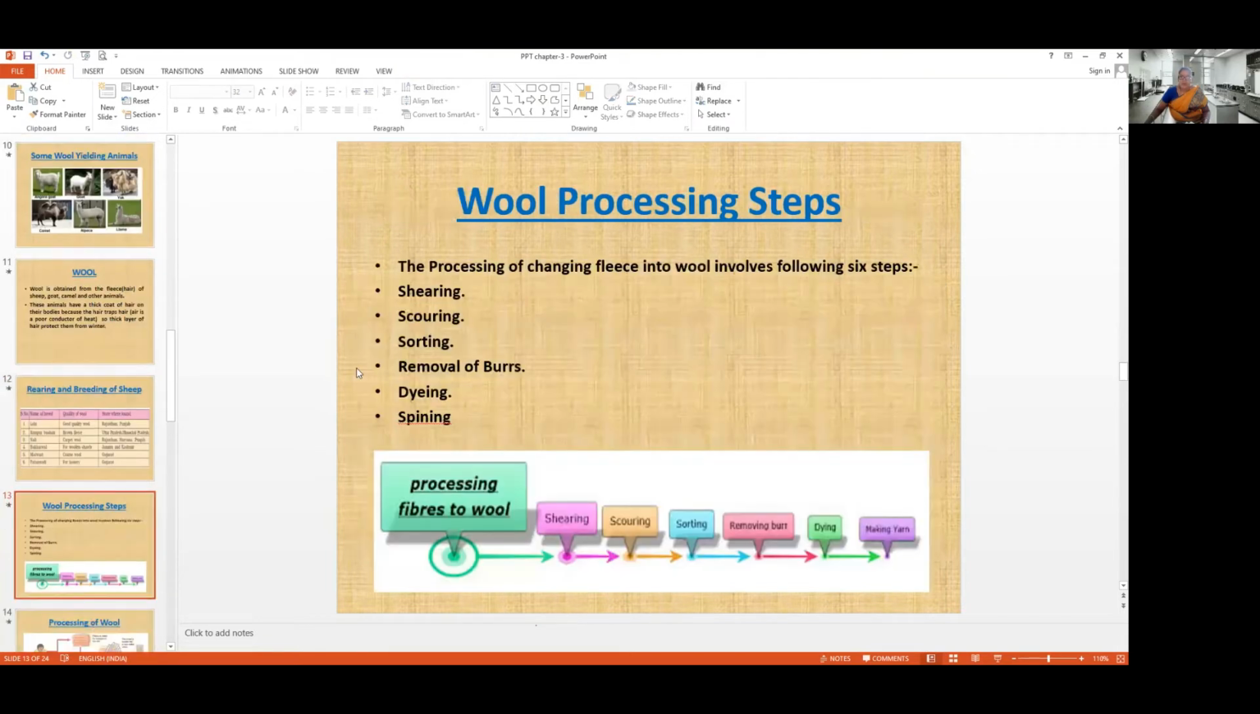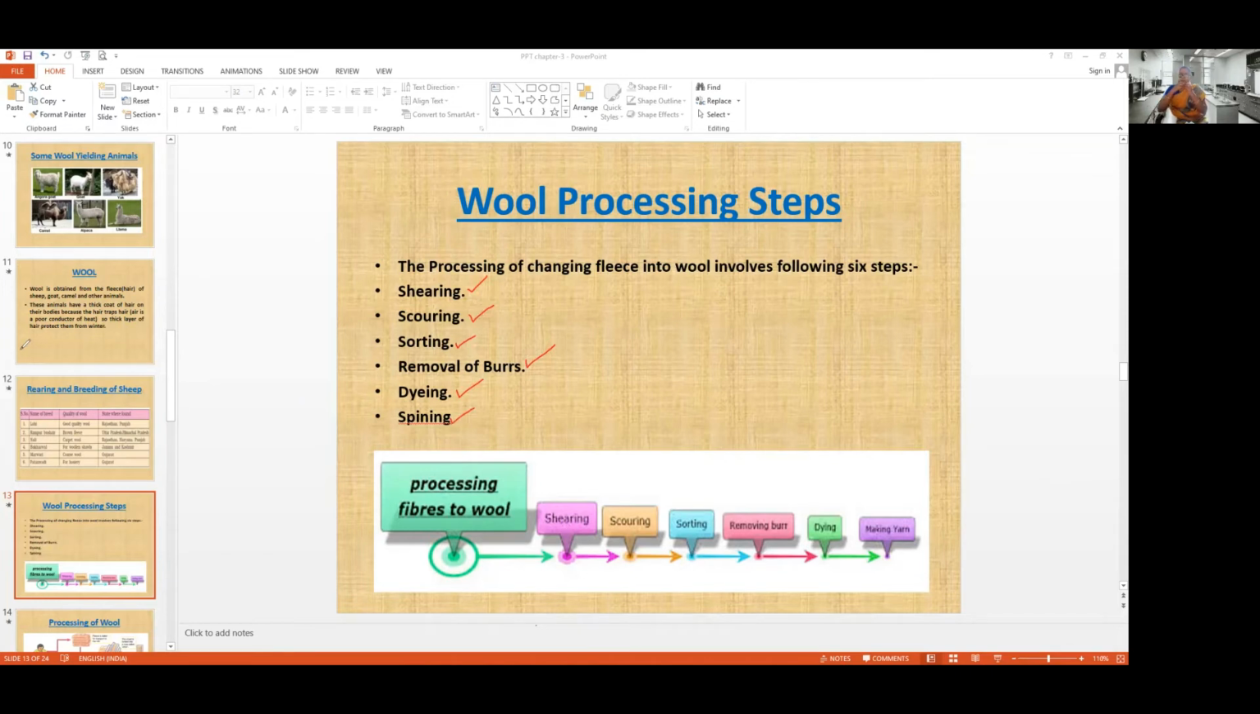Okay. Now, wool processing steps. The processing of changing fleece into wool. What do you mean fleece? As I already told you, hair of sheep, sheep's hair, that is called fleece. The process of changing fleece into wool involves six steps: shearing, scouring, sorting, removal of burrs, that is grading, then dyeing, spinning. So these are the six steps. You have to keep it in order.